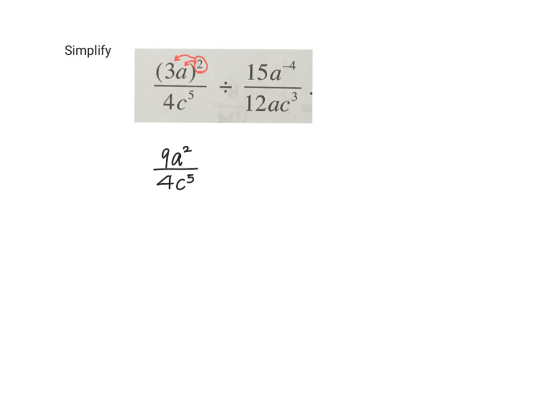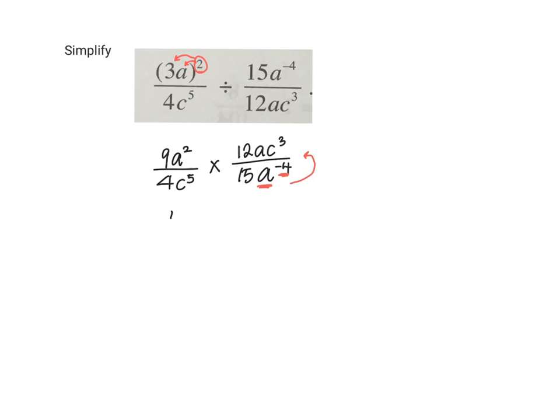We'll change this division to multiplication, then we'll swap the fraction. So we'll get 12ac cubed over 15a to the power negative 4. Notice that the power negative 4 is for the value of a only. So in this case, negative 4 with a negative power means a will need to shift position.